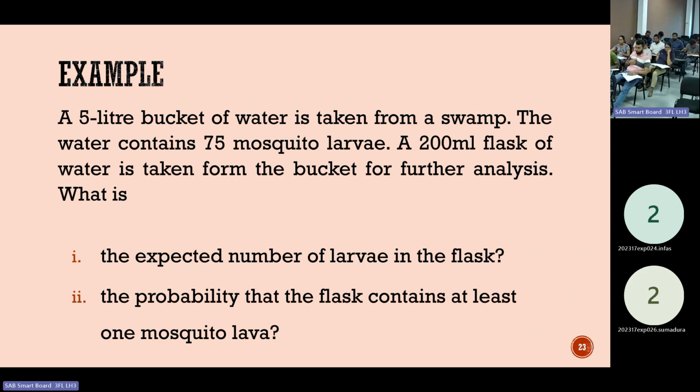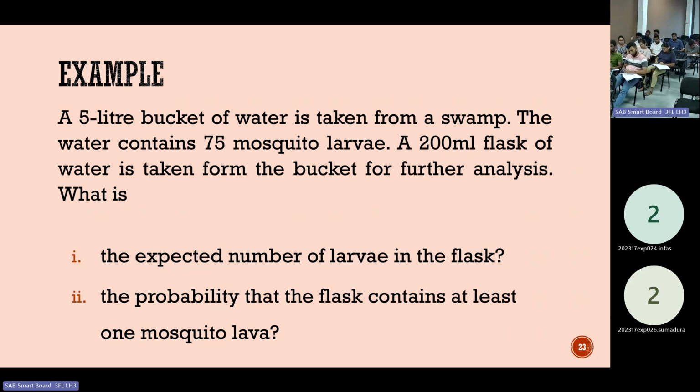So it says a 5-liter bucket of water is taken from a swamp. The water contains 75 mosquito larvae. A 200 milliliter flask of water is taken from the bucket for further analysis. What is the expected number of larvae in the flask? Expected means average number. Expected value means average value.